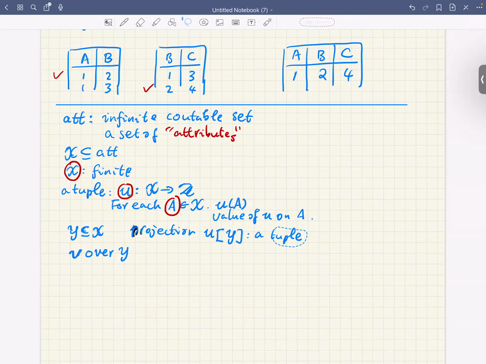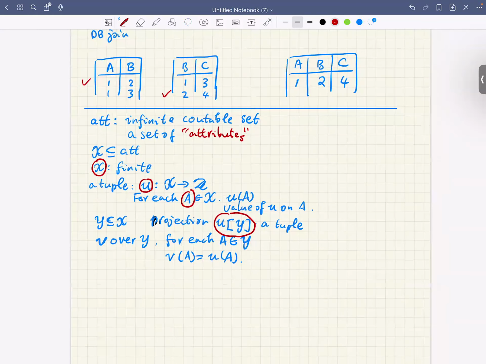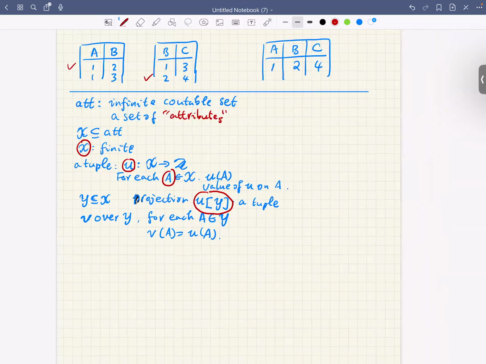V over Y, such that for each A, which is an attribute in this Y, it holds that V(A) is equivalent to U(A). So this is the formal definition of this projection. We say that this is the projection of this tuple U over this Y. Good, nice. Now you have attributes, you have tuples.